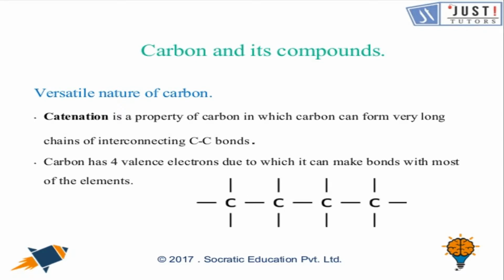And the valency of carbon is 4. So it has 4 valence electrons, due to which it can make bonds with most of the elements. One more important thing: carbon makes very strong bonds with atoms, and the chain formed by carbon is very strong because it has a very small size, due to which the nucleus holds the shared electrons very strongly. Now let's move on.